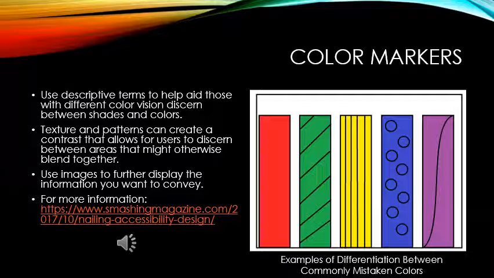Color markers. Use descriptive terms to help aid those with different color vision discern between shades and colors. Texture and patterns can create a contrast that allows for users to discern between areas that might otherwise blend together. Use images to further display the information you want to convey.